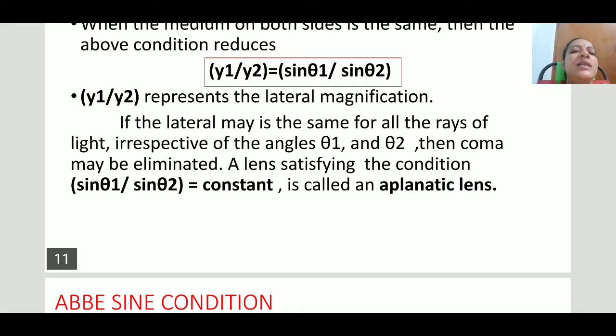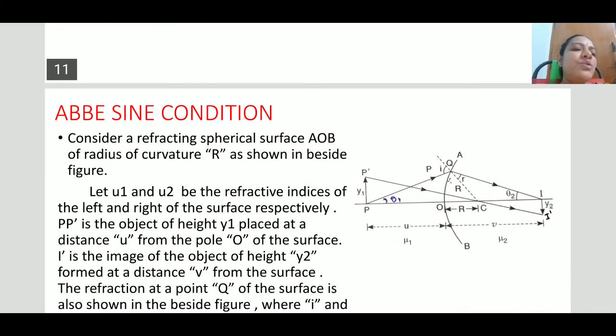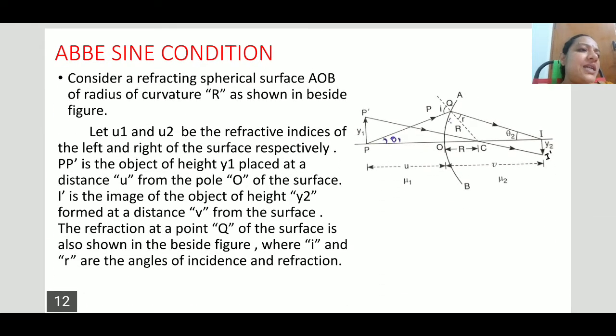Next, if the lateral magnification is the same for all the rays of light, irrespective of angles theta 1, theta 2, then coma can also be eliminated. So that means the lateral magnification y1 by y2 is the same. Then sin theta 1 by sin theta 2 is equal to a constant. This is also called an aplanatic lens. So let us prove this Abbe sine condition.